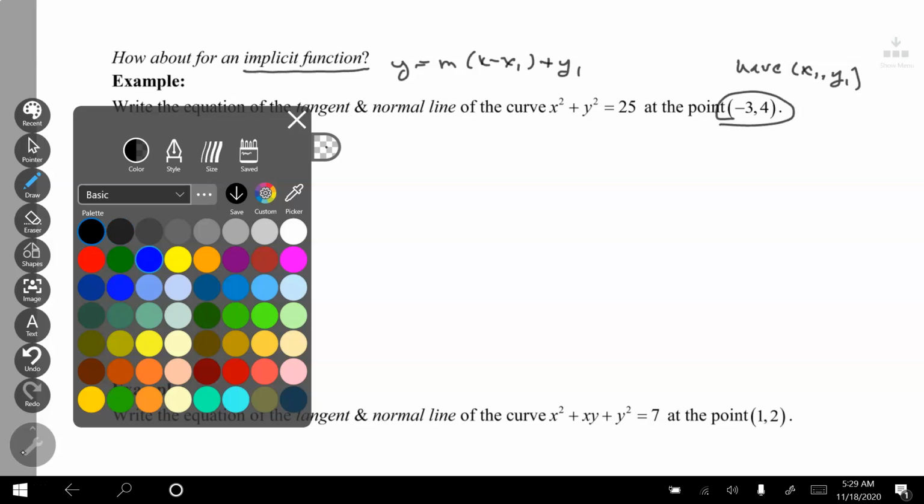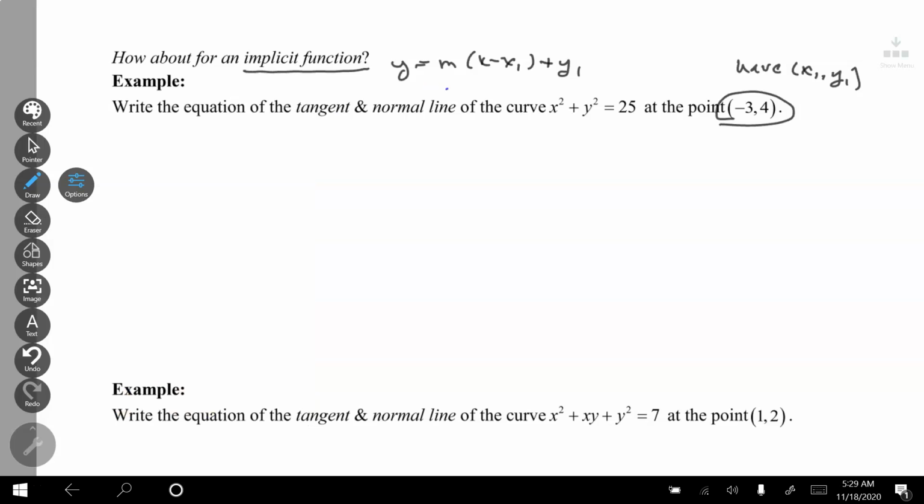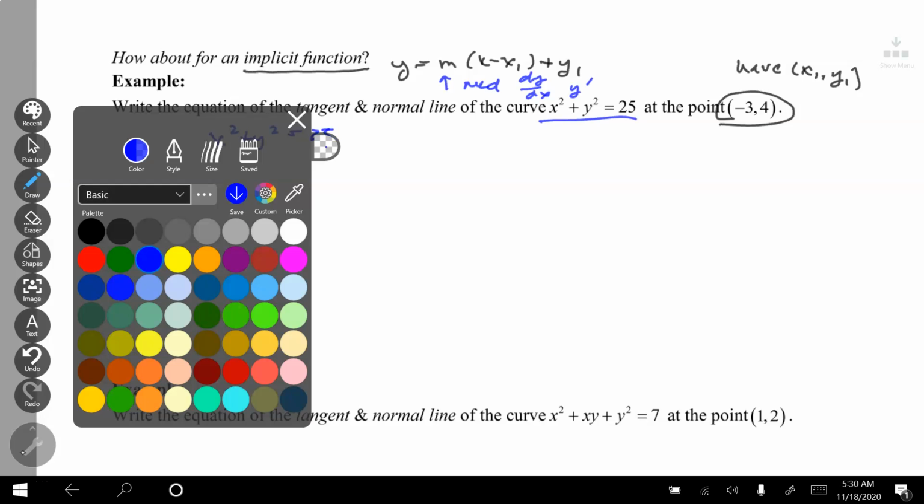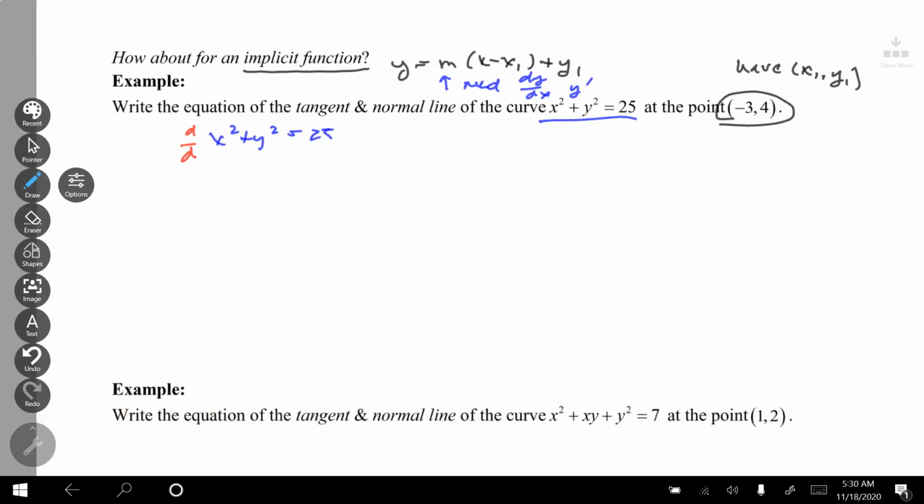The difference though now is that this slope is my derivative. I need my dy over dx, or my y prime, whatever you want to call it. So here's my function. X squared plus y squared is equal to 25. I'm taking its derivative. And we did this function the other class, or something basic. I get 2x plus 2y, oh, there's a y, dy dx goes with it, is equal to the derivative of 25, which is 0.